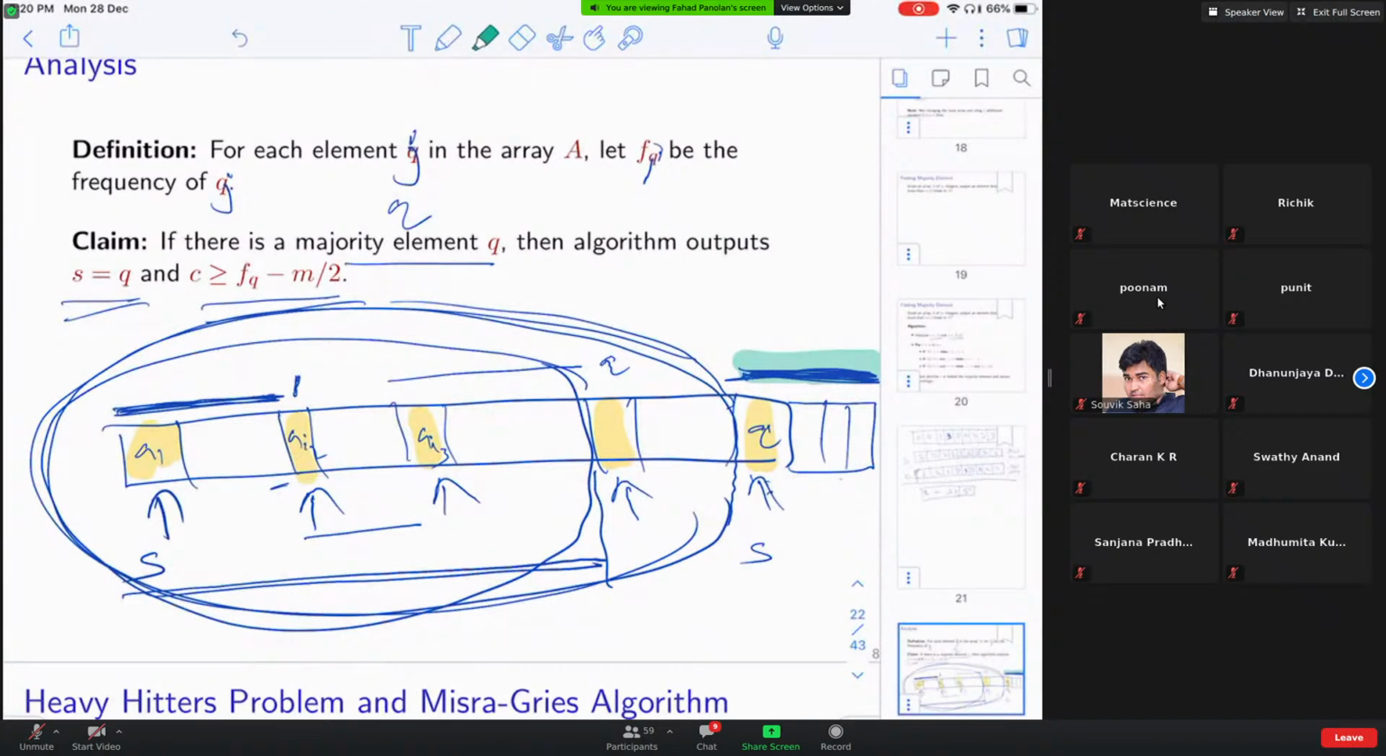Is the proof clear? If not, which argument is not clear? I will explain that. Okay, fine.